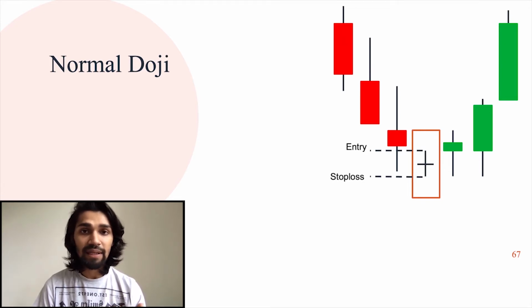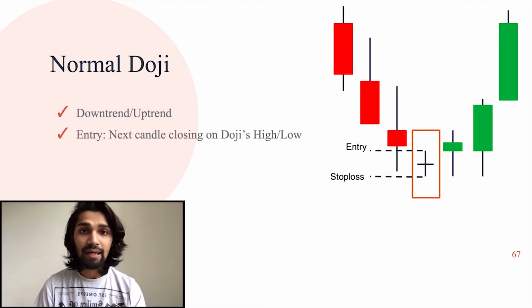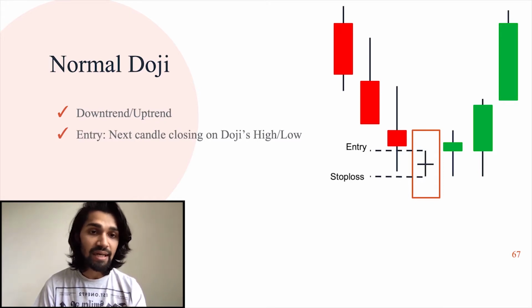Few things that you need to take care while trading in a normal doji. First, there should be a clear downtrend or a clear uptrend. Next, the entry. If it's a downtrend and a doji occurs, that means the trend now can be an uptrend. You should take an entry when the next green candle closes above the high of the normal doji.